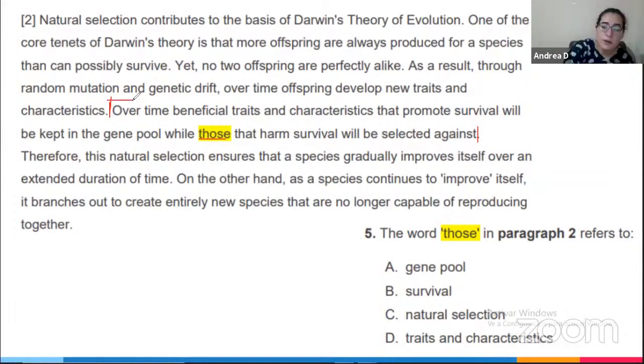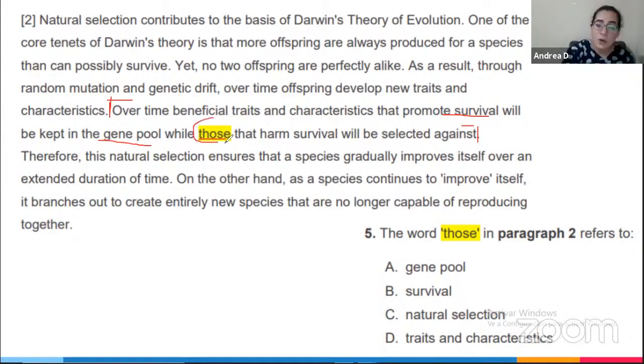So the sentence is, over time, beneficial traits and characteristics. That is the subject of the sentence, right? That is the thing that we're talking about. What are we talking about in this sentence? We're talking about beneficial traits and characteristics. And what about them? Well, the ones that promote survival will be kept in the gene pool. So gene pool is actually the object of the sentence. It's not the subject. It's like a complement, something extra. We're looking at the subject, the main thing.